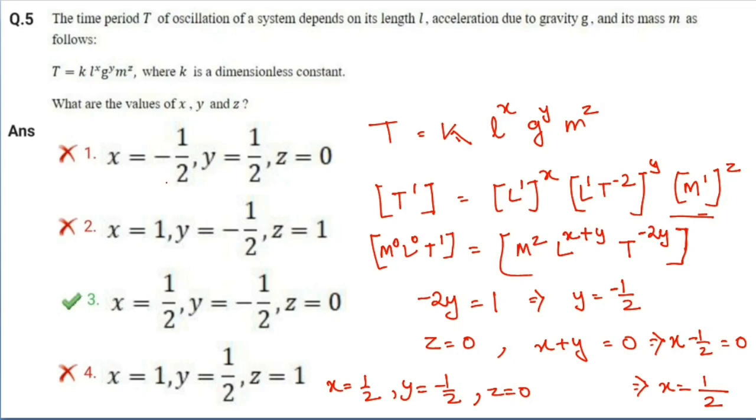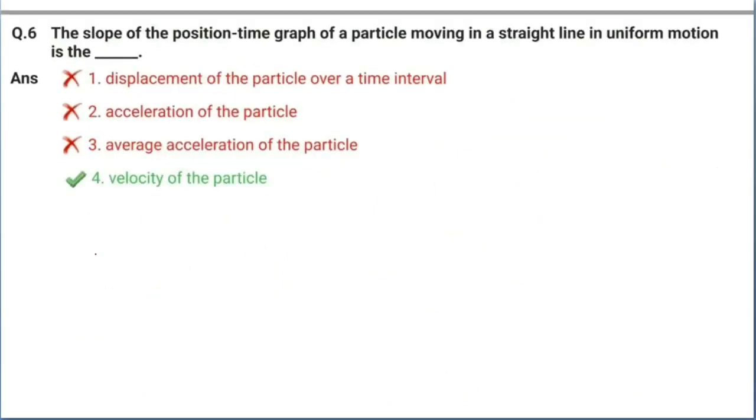Which option is correct? Option first, x is equal to minus 1 by 2. X is equal to 1 by 2 we got. So option 3, x is equal to 1 by 2, y is equal to minus 1 by 2, and z is equal to 0. Okay. Then question number 6.